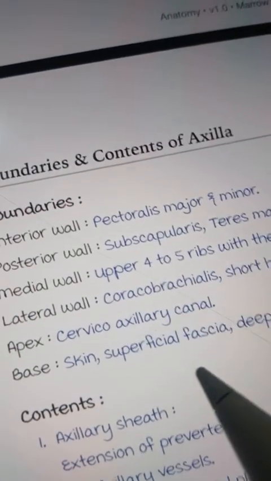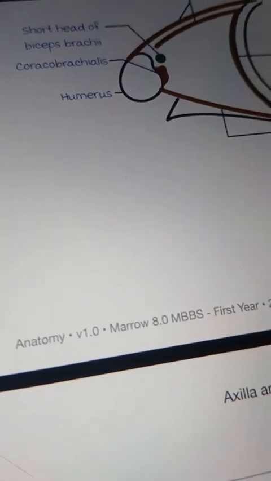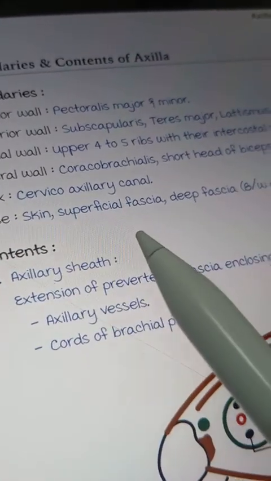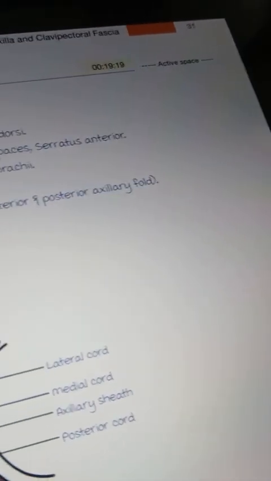Next we have the lateral wall, formed by coracobrachialis and the short head of biceps brachii. So this is what is around the humerus, that is, coracobrachialis and the short head of biceps brachii tendon. Then the base of the axilla consists of skin, superficial fascia and deep fascia, between the anterior and posterior axillary fold.